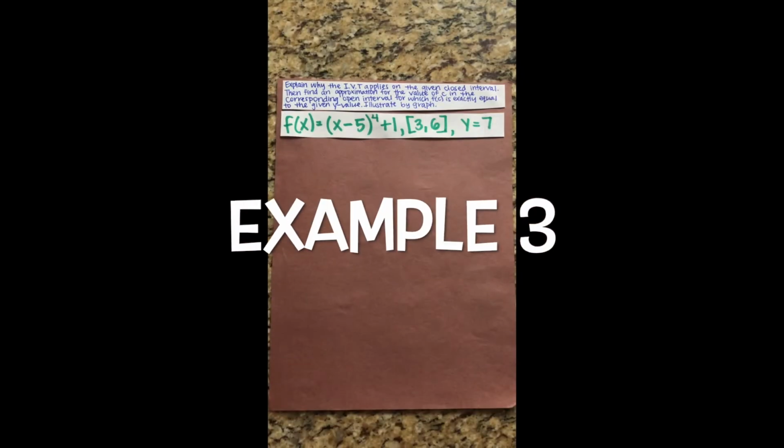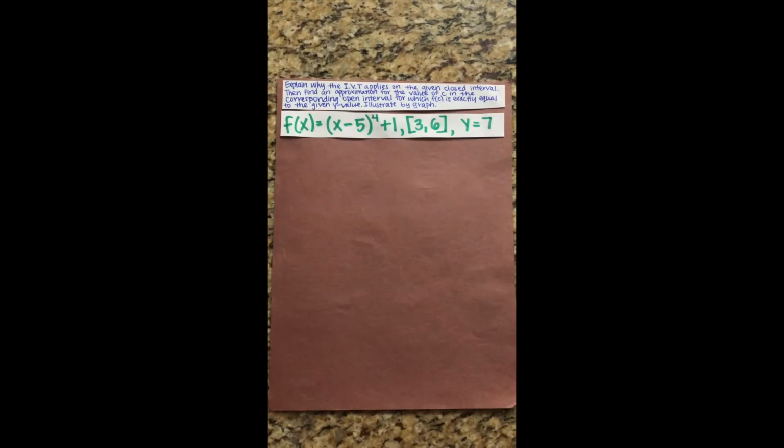Explain why the I.V.T. applies on the given closed interval, then find an approximation for the value of c in the corresponding open interval for which f of c is exactly equal to the given y value. Illustrate by graph. F of x equals (x minus 5) to the power of 4 plus 1, on the interval [3, 6], y equals 7. This problem will be divided into 3 parts.